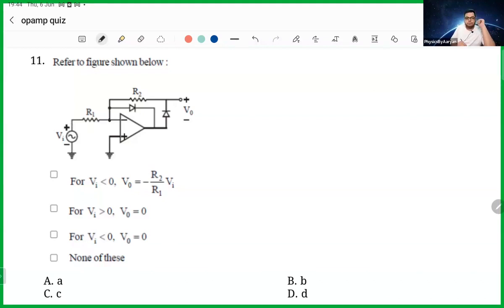Voltage at this point will always be 0, perfectly fine, because this is the virtual ground principle. If this is 0, then this is also 0. And this is obviously V input. And V input is changing. Sometimes it is positive, sometimes it is negative. So V input has two possibilities: it can be less than 0 and it can be greater than 0. Okay, because it's sinusoidal. So sinusoidal means it can be positive as well as negative. Half of the time it will be less than 0 and half of the time it will be greater than 0. So you have to tell what happens if the V input is less than 0 and what happens if the V input is greater than 0.